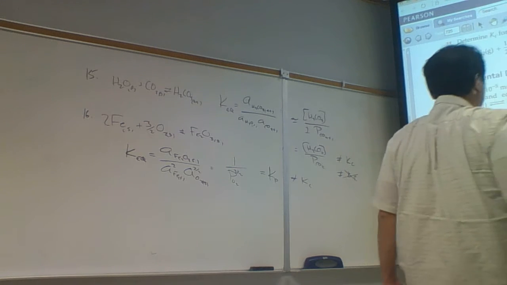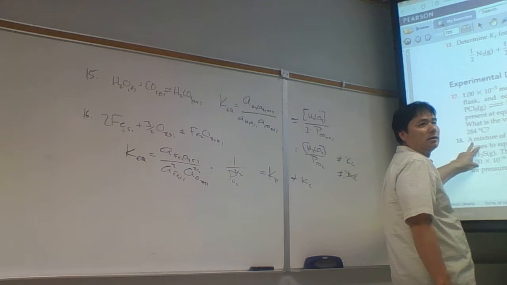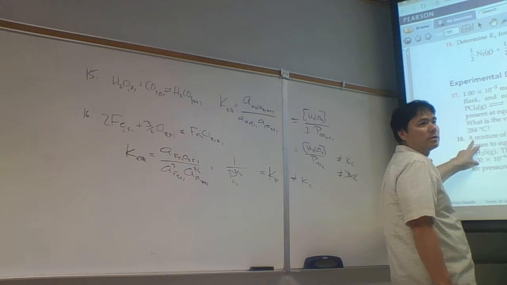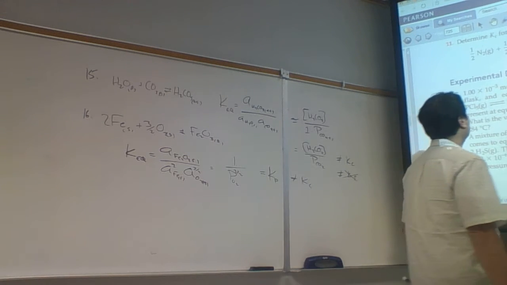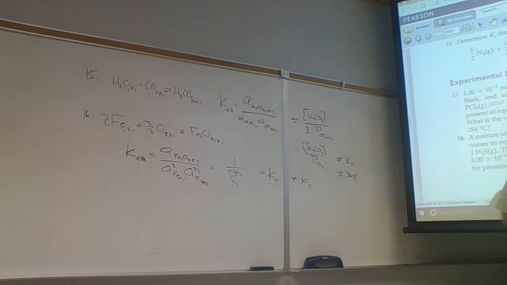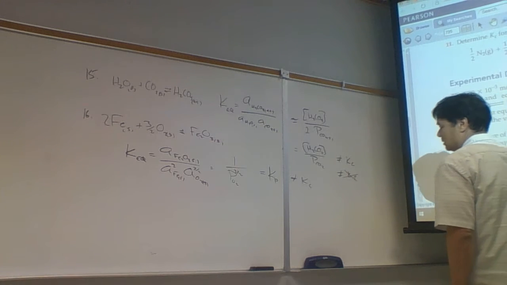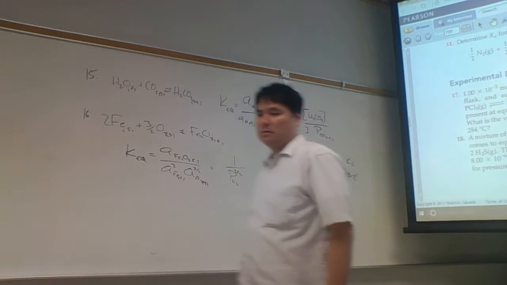All right, did we do number 18 in class? Forgot where I stopped. No? We started it? Okay, this is experimental determination of equilibrium constants. And so number 17 is very similar to number 18. We'll just do number 18. Skip 17.